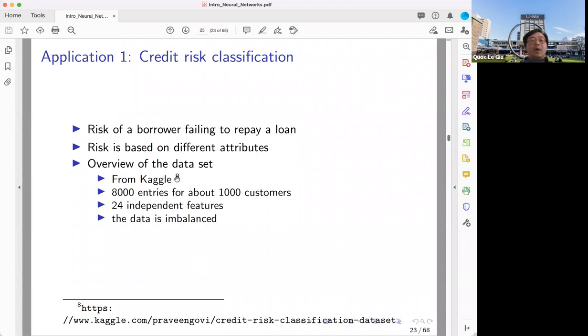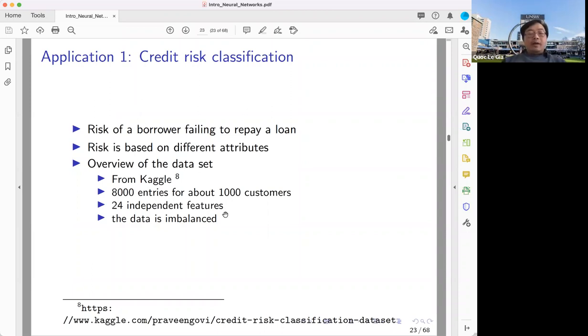And we found a data set from Kaggle. It's a real data set, but they have made it anonymous, so they anonymized the customers. What you have is just a collection of 8,000 entries of about 1,000 customers, and they have some features for each customer. Again, they do not give the description of the features, so they are just anonymized features.